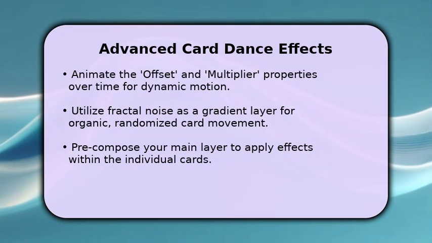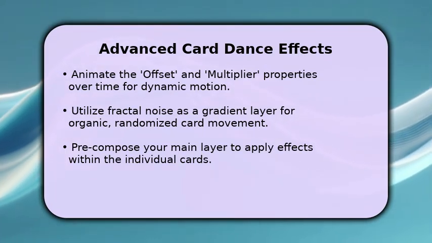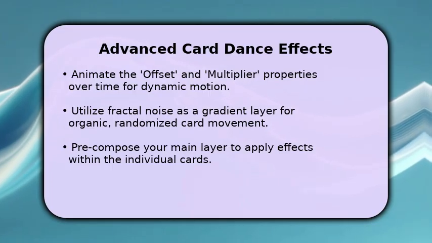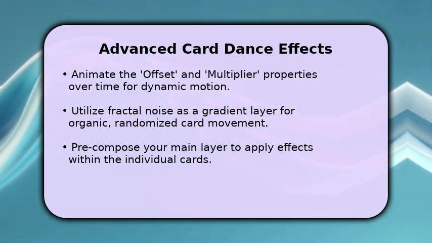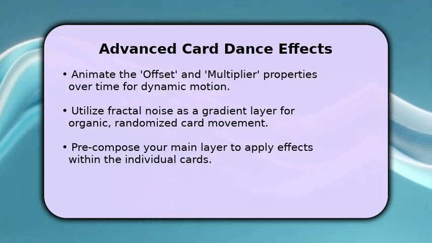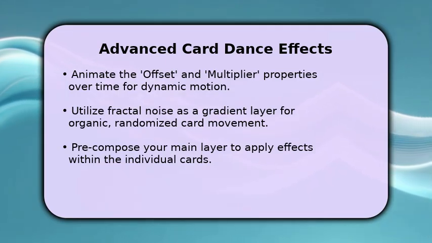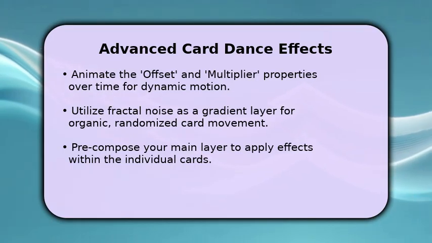For advanced effects, animate the offset and multiplier properties using keyframes to create evolving motion. Consider using a fractal noise layer as your gradient source for a more organic, randomized look, perhaps with a turbulent noise effect. Precomposing your source layer allows you to place other effects or even video footage inside each card.